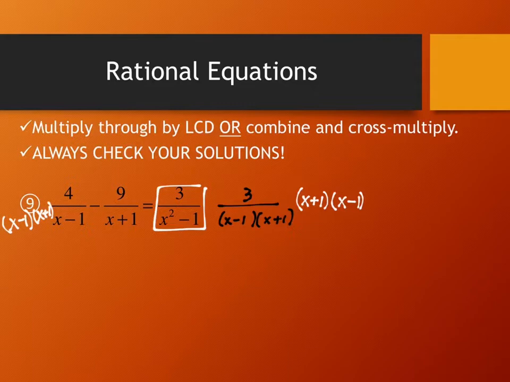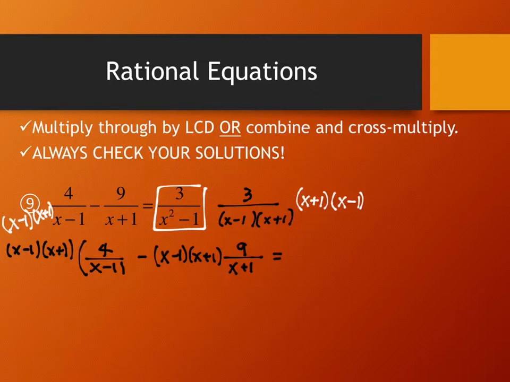If you don't need to see this step where I'm writing so much out, you don't have to write it all out this way. But for those of you who do need to see it, I want to go ahead and show it. So I'm going to multiply x minus 1, x plus 1 by 4 over x minus 1, and I'm going to multiply x minus 1, x plus 1 by 9 over x plus 1. And I'll just rewrite the right side the way it already was, 3 over x minus 1, x plus 1, times x minus 1, x plus 1.